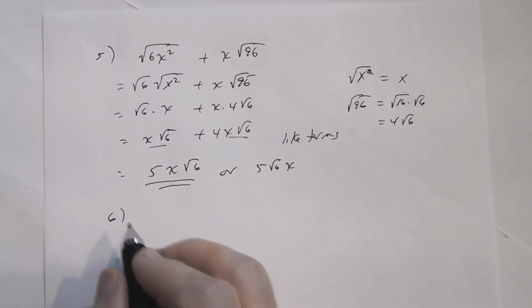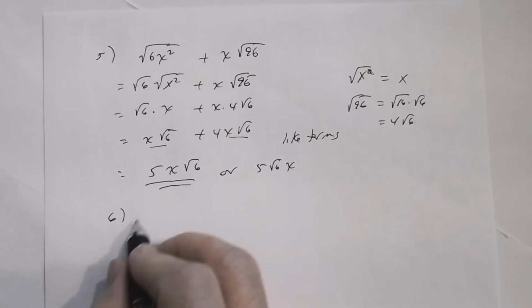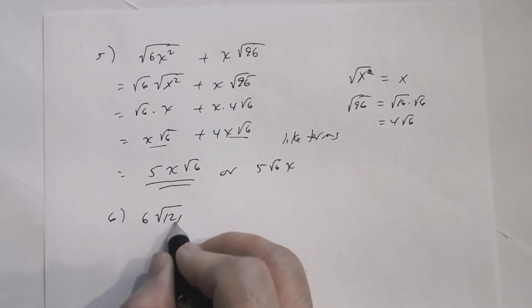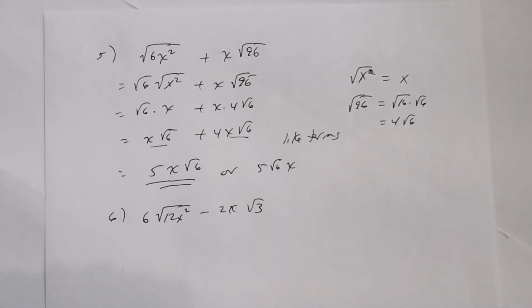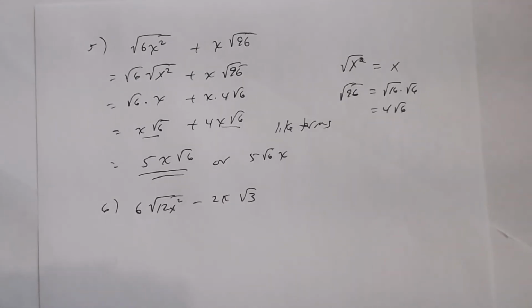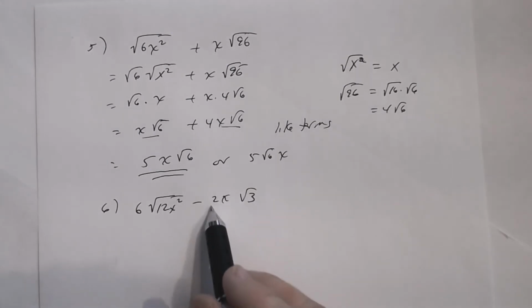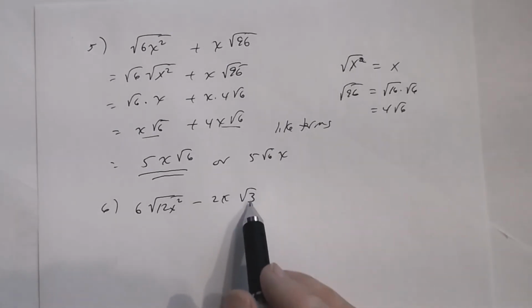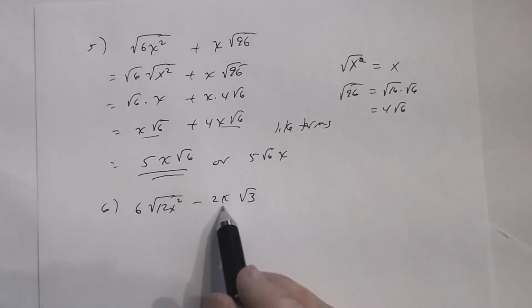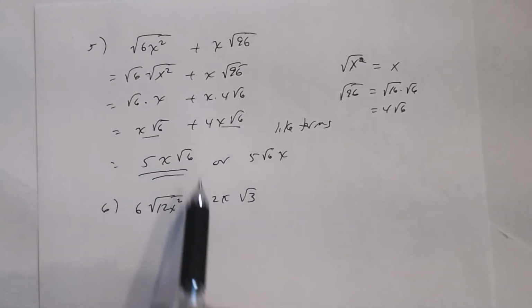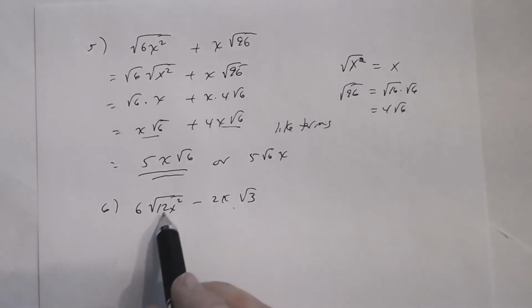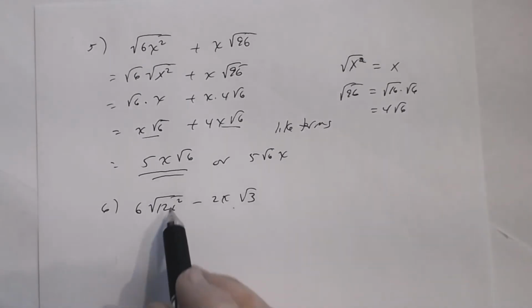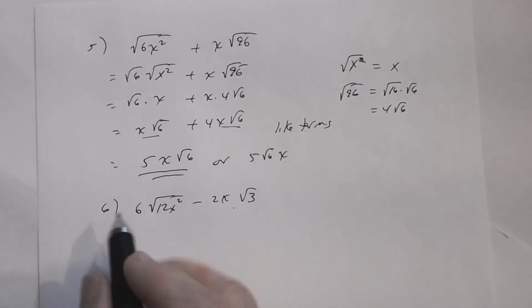Number 6, let's suppose you had 6 square root of 12x squared minus 2x square root of 3. Okay, so first of all, can I simplify any of this right here? That square root of 3? No. So I'm not gonna rewrite this like I did with a product rule or anything like this, because this is gonna stay the same throughout. But here, I can simplify the square root of 12 and I can simplify the square root of x squared. So let's break it down using a product rule first.